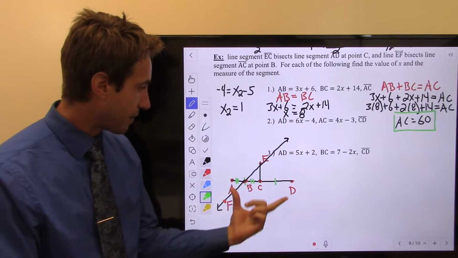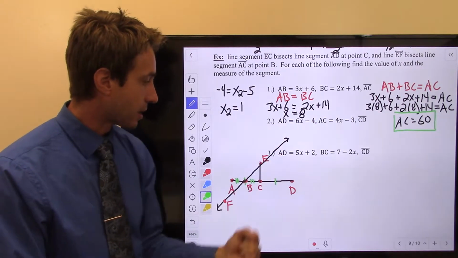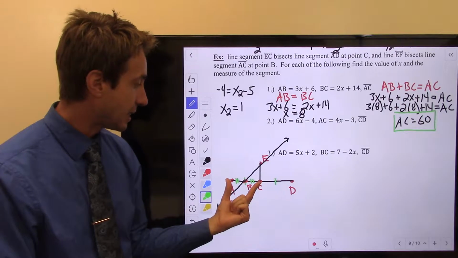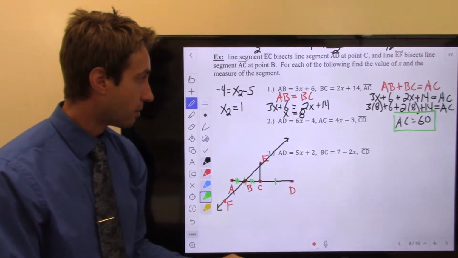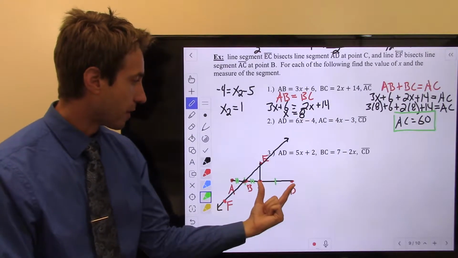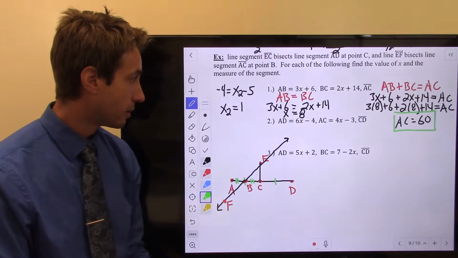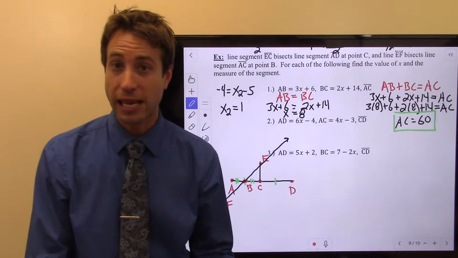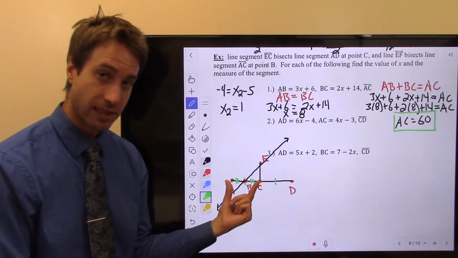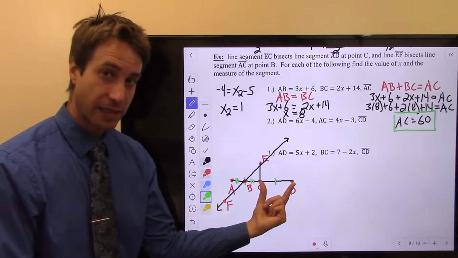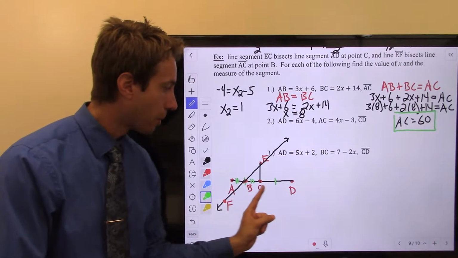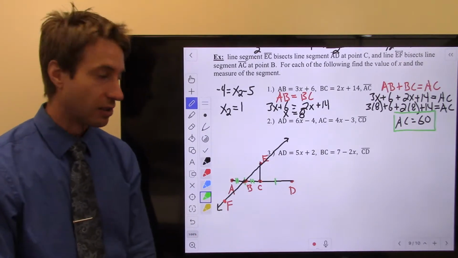AD. I am given AD is 6x minus 4. I am given that AC is 4x minus 3. I want you to find CD. Okay. It looks like another segment addition postulate to me. I'm given this segment. I'm asked to find this segment, and I'm given the entire length.